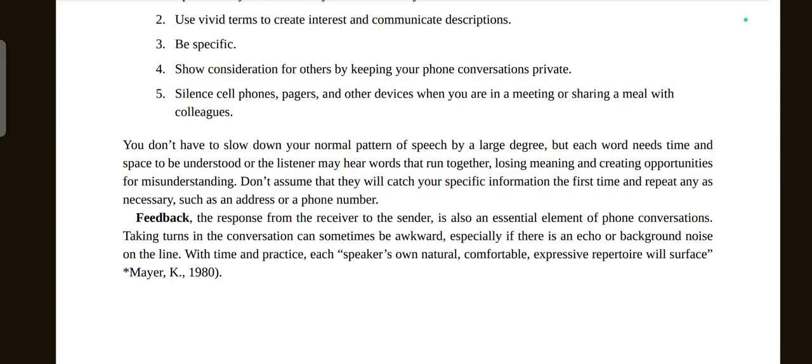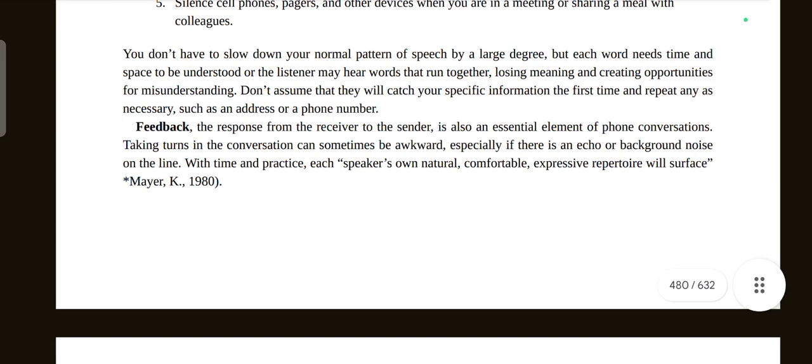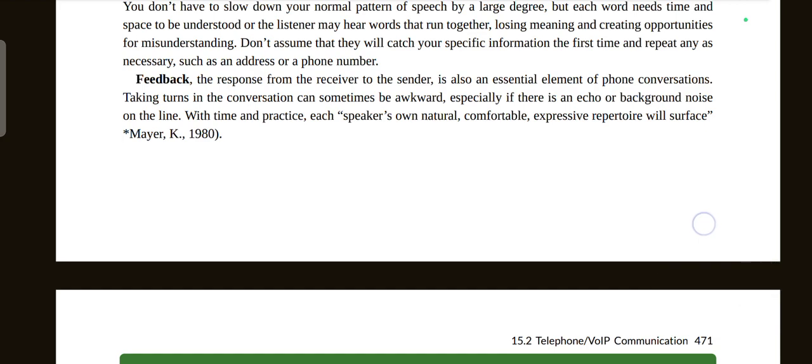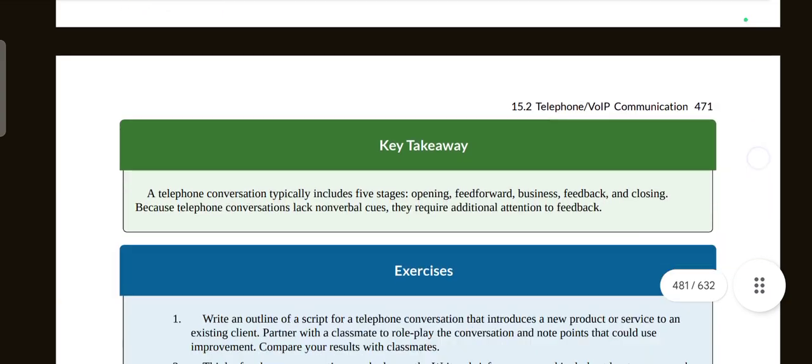When we say feedback, feedback is the response from the receiver to the sender. So, feedback is also essential. It is an essential element of phone conversation because it takes turns in the conversation and it can sometimes be awkward, especially if there is an echo or a background noise on the line. So, with time and practice, each speaker's own natural, comfortable, expressive repertoire will surface.